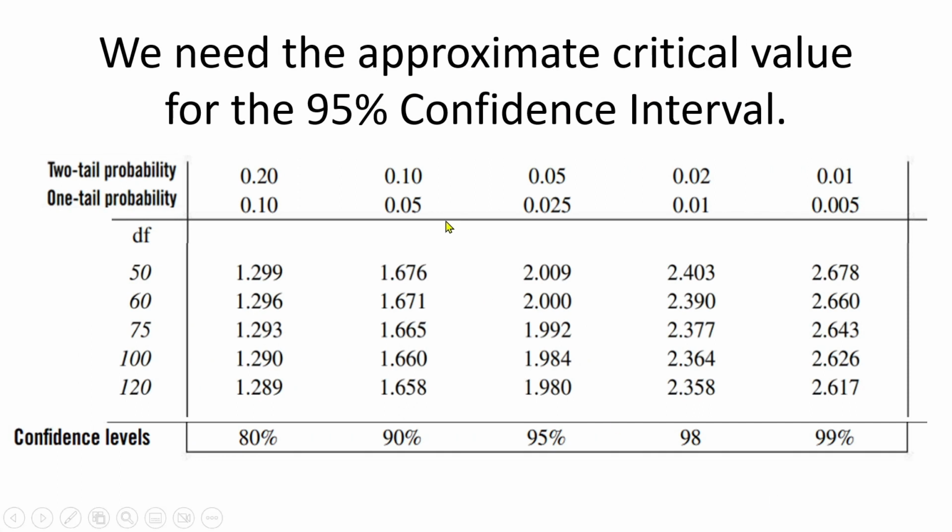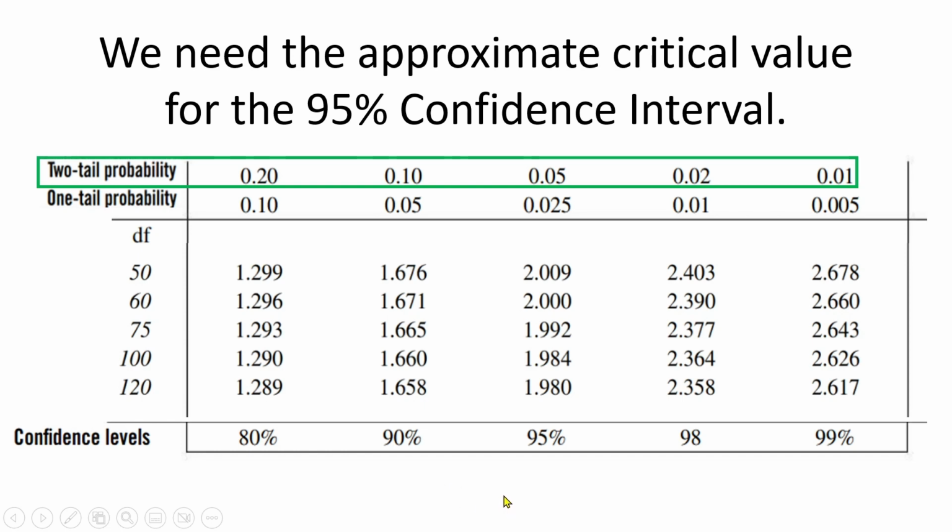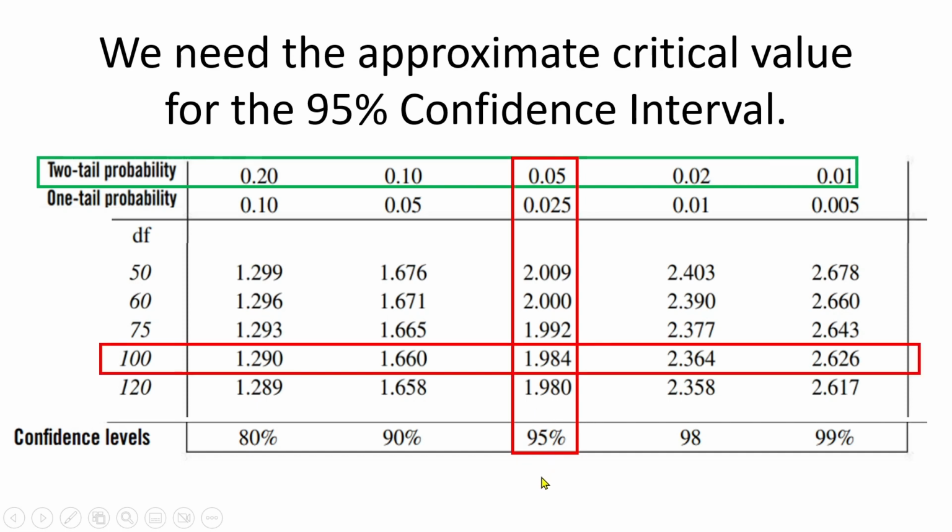So we can use that to approximate the critical value for a 95% confidence interval. In our table, we do not have 117, but we have 100, and we're going to use that as an approximation. We're looking at the two-tailed probability, or in other words, a 95% confidence interval. We're looking at 100 degrees of freedom, and so our critical value is 1.984.